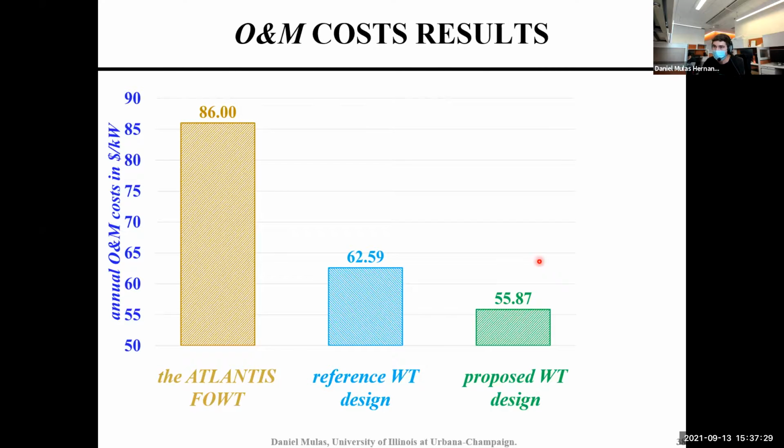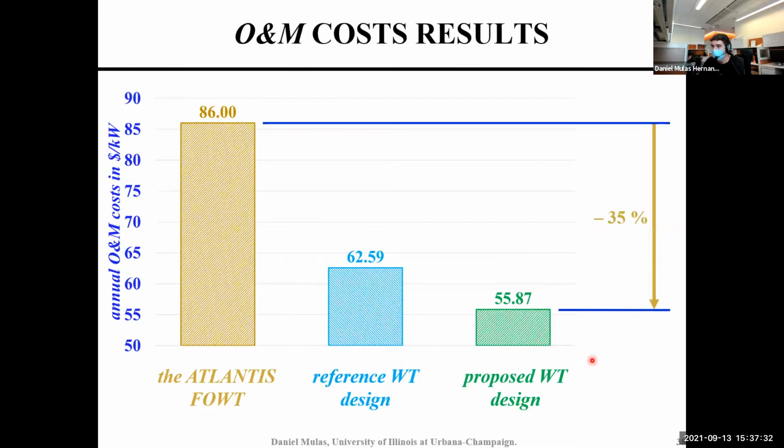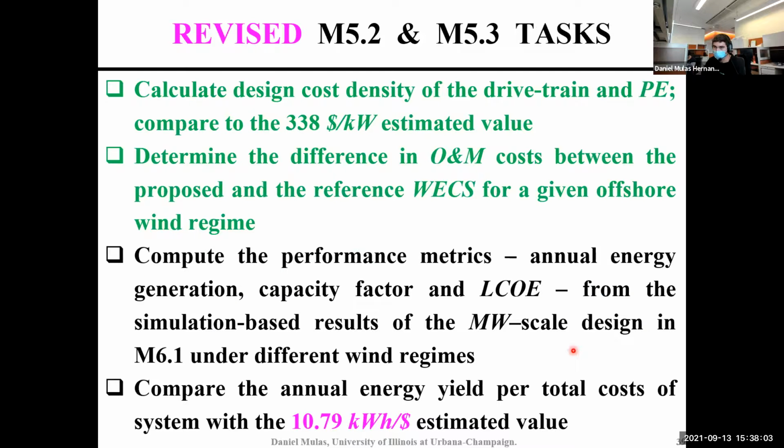Here we obtain the final results, and what we see is that if we compare the proposed wind turbine design to the Atlantis floating offshore wind turbine, our design has an operational maintenance cost that is 35% lower. And if we compare the proposed wind turbine design to the reference wind turbine design, there's an 11% decrease, which is a pretty good decrease, taking into account that you are only changing 3 components out of all the components that a wind turbine has. So we could say that we have accomplished the second task. And moving on to the performance metrics.